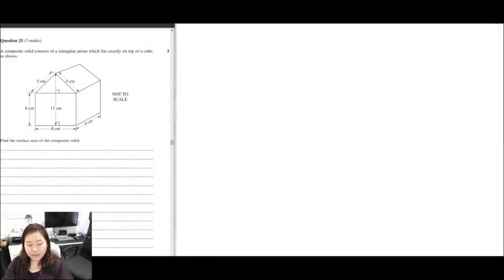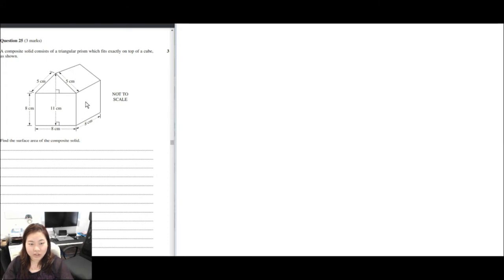Okay, question 25. A composite solid consists of a triangular prism which fits exactly on top of a cube, as shown. Find the surface area of the composite solid. Okay, this question isn't hard, it's just very long and tedious. Let's do the easy part first.